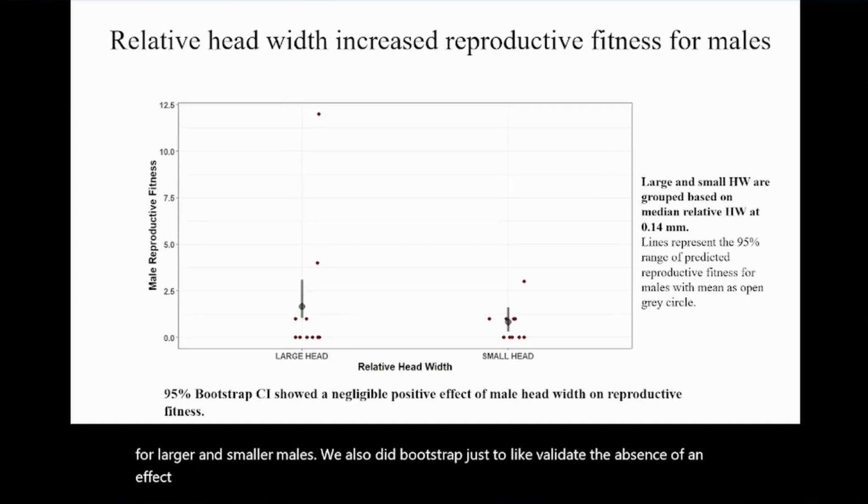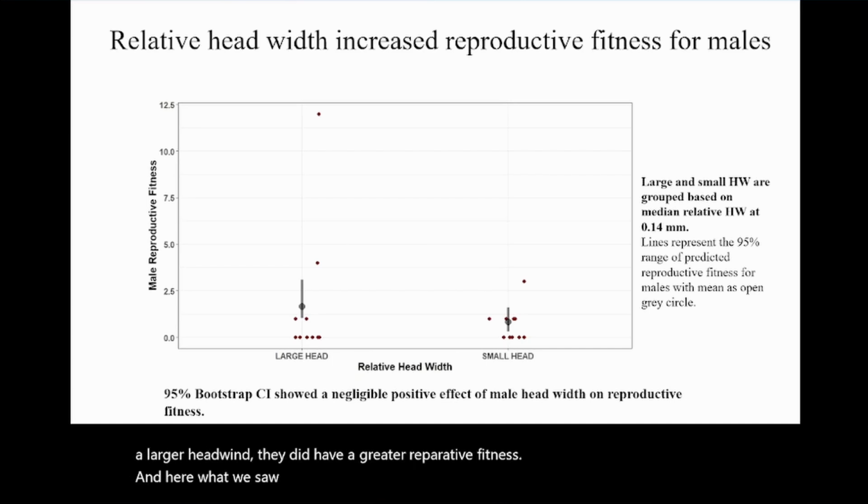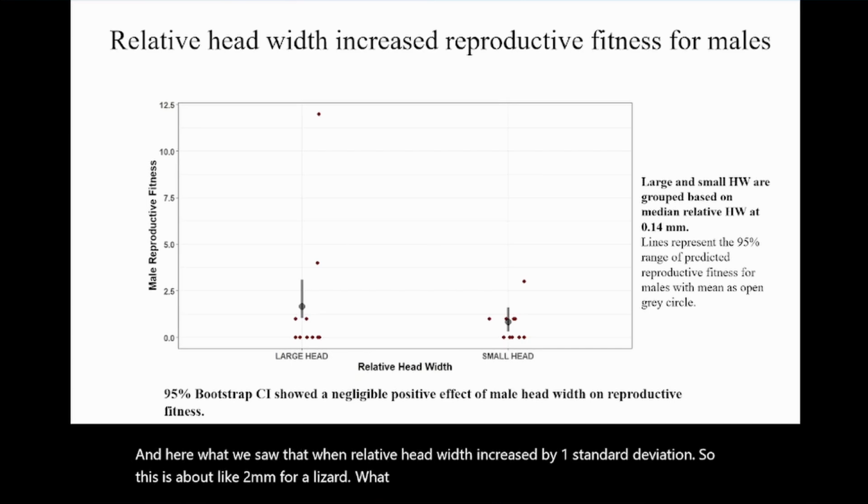When we looked at relative head width investment, we saw that males who had a larger head width did have a greater reproductive fitness. And here we saw that when relative head width increased by 1 standard deviation, so this is about 2 millimeters for a lizard, a male's reproductive fitness increased by about 73%.